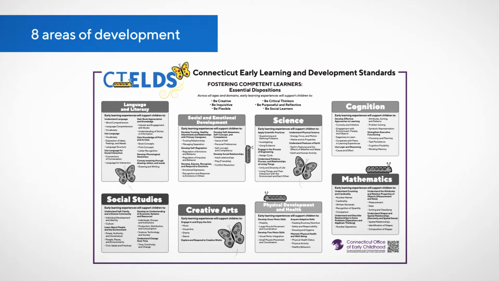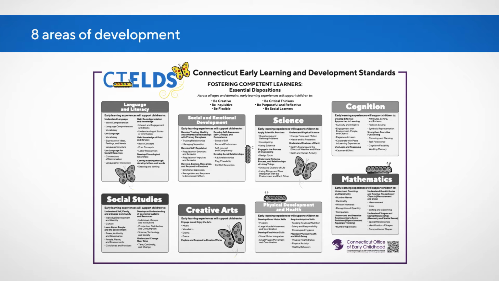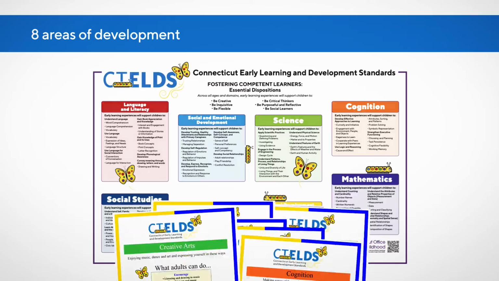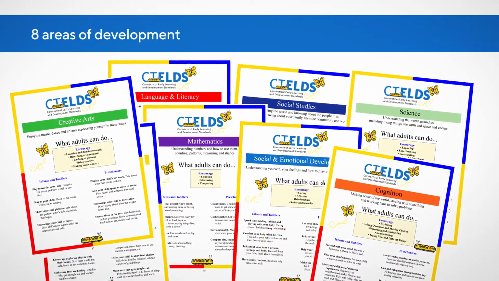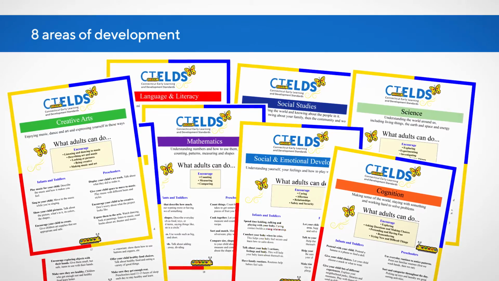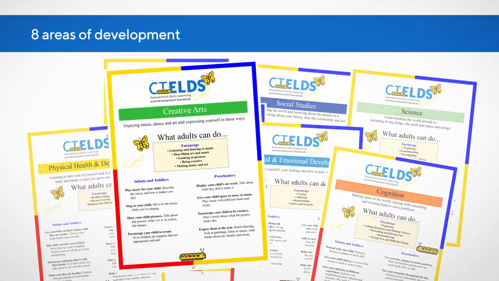Now, let's briefly look at the 8 areas of development or domains included in the CT ELDS. These domains are cognition, social and emotional development, physical development and health, language and literacy, creative arts, mathematics, science, and social studies. Action guides for families speak to each of these domains at a high level and give examples of how families can engage with children for their development.